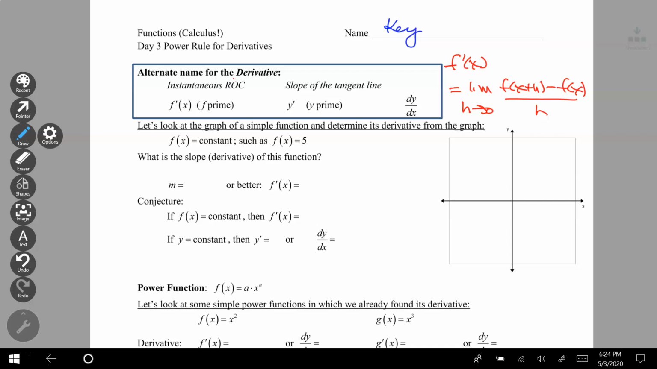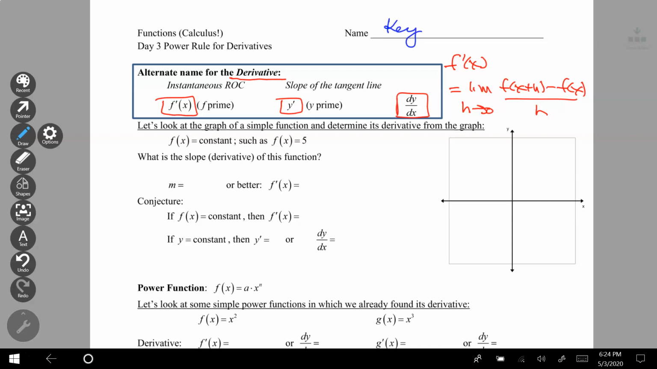Well, today we're going to take more derivatives, or what we call f prime of x, or y prime of x, or dy over dx. Those are our main ways of writing something as the derivative. We're going to learn a rule today on how we do it for power functions.